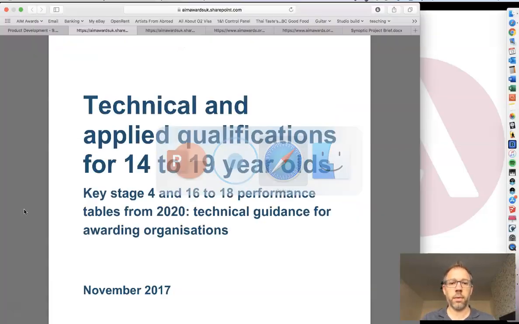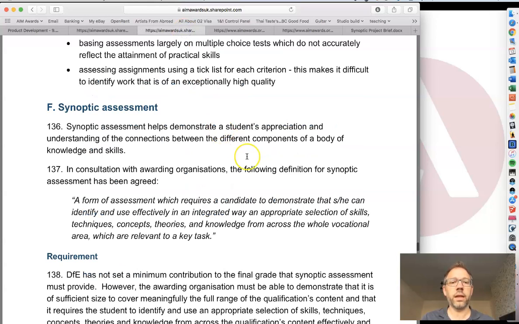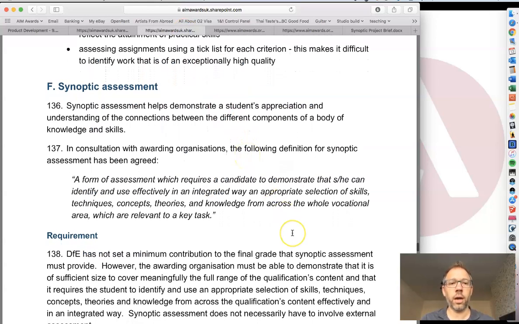So, the DFE's criteria look like this, set in November 17 for those qualifications on performance tables from 2020. It's worth noting that the guidance changed, so qualifications pre-2020 were following different and less rigid guidance. Particularly, they require that tech level requirements have some synoptic assessment. They don't quantify how much synoptic assessment there is, but they do say it must be part of it.